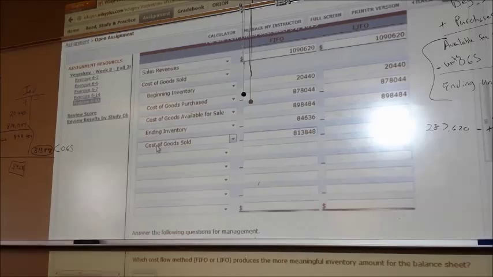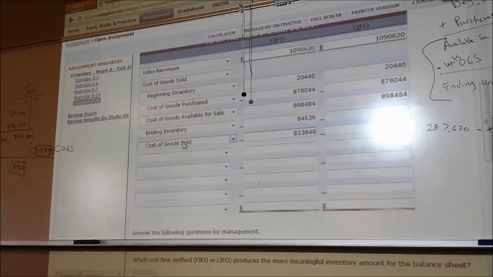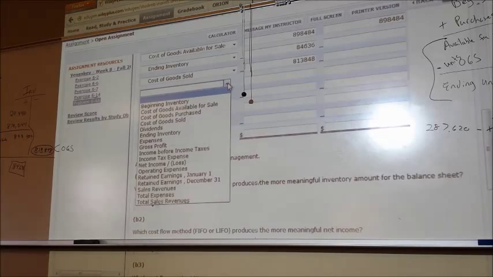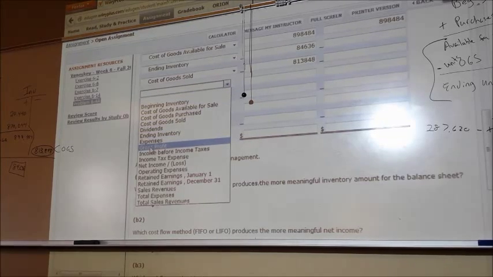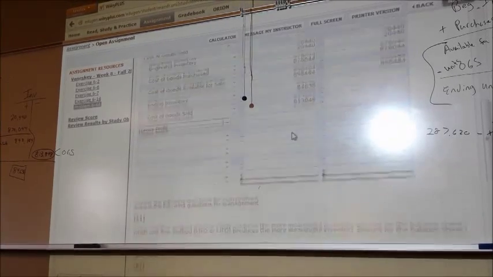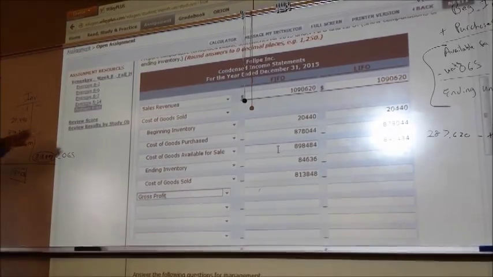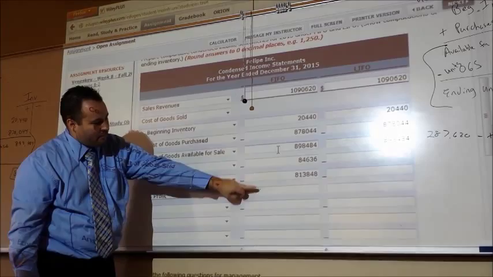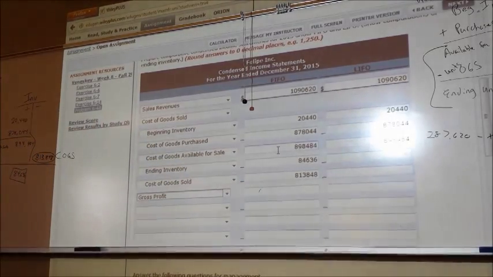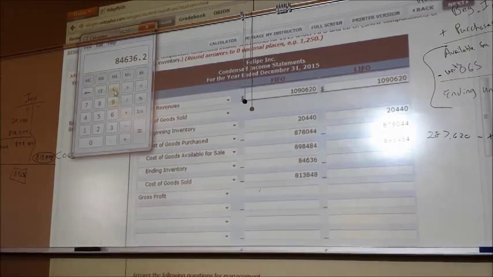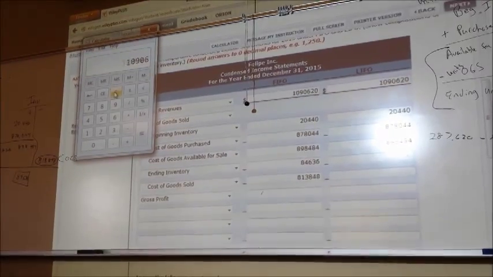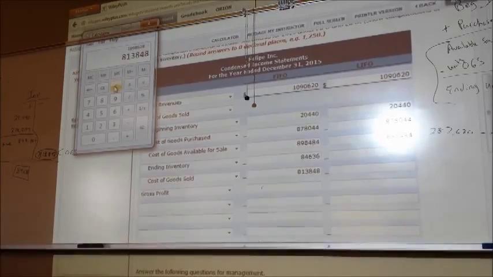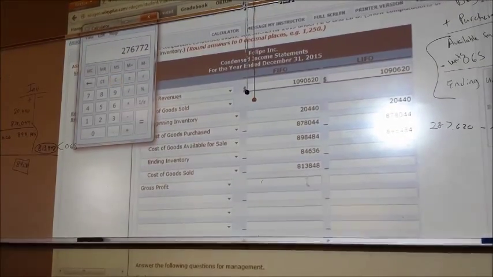So when you're looking at an income statement, what goes right below cost of goods sold? You get sales minus cost of goods sold equals, just a regular income statement. Sales minus cost of goods sold gives you what? Gross profit. Very good. Sales minus my cost of goods sold that I just determined gives me my gross profit. I got 276,772.